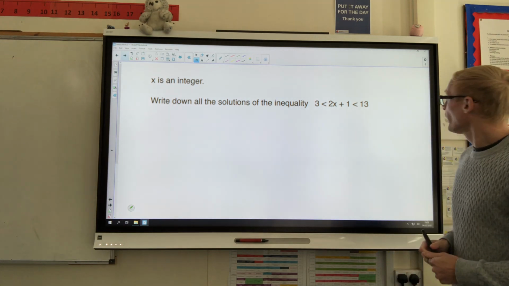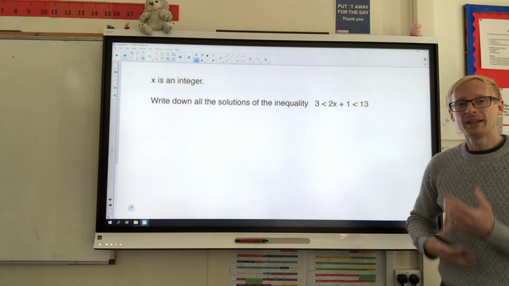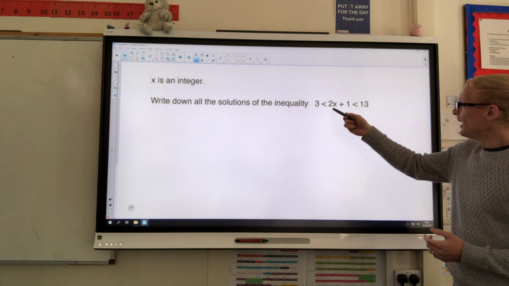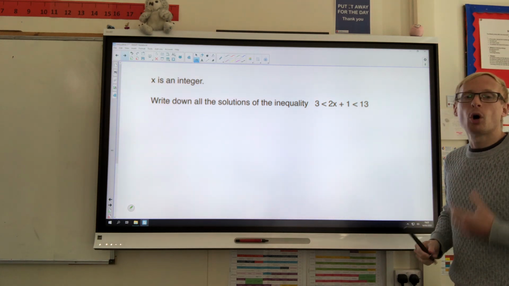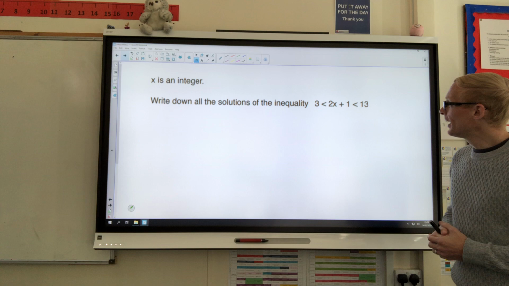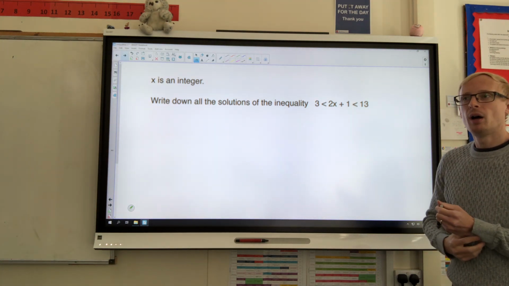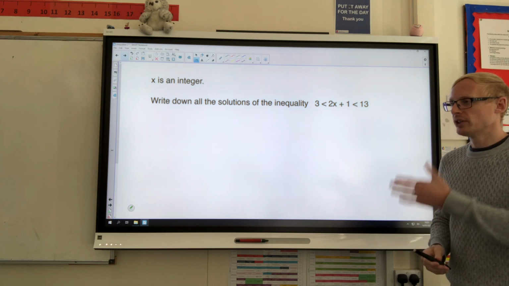Now, one last example. This is about as difficult as it might get in terms of the solving combined with the integers. And you just see here, you've got a slightly more complicated equation here. But again, we just solve it as we would do normally. But you must remember to do your operations to every single part of this.